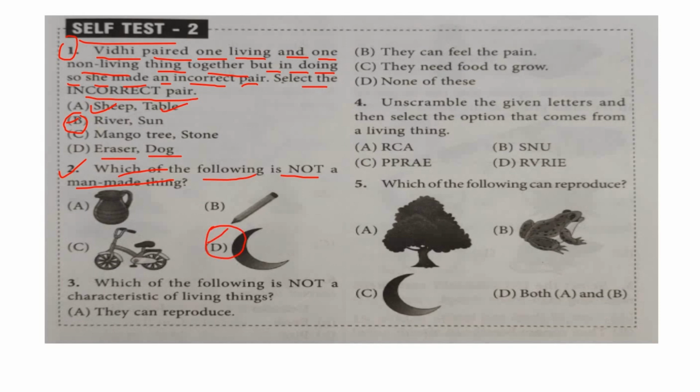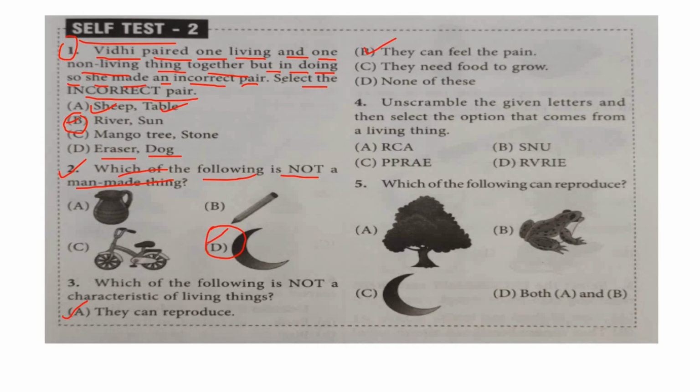And third question, which of the following is not a characteristic of living things? So out of the four given characteristics, which is not a characteristic of a living thing? So they can reproduce. Yes, living things can reproduce. They can feel pain.